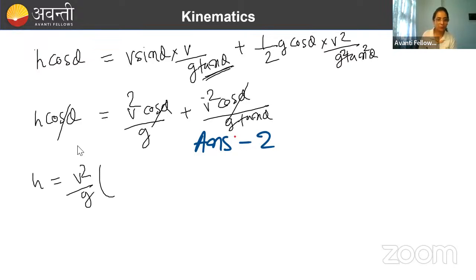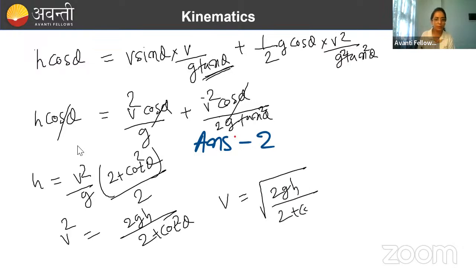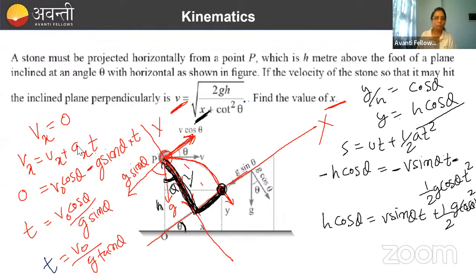V square by g. Let's take it common. So here there was 2 actually. So let's write this. So 2 plus cot square theta. This was tan square, now cot square theta. Now what is the value of v square? That is 2gh by 2 plus cot square theta. So v value will be equal to root under 2gh by 2 plus cot square theta. So from here we can tell what will be the value of x here? That will be 2. Okay.